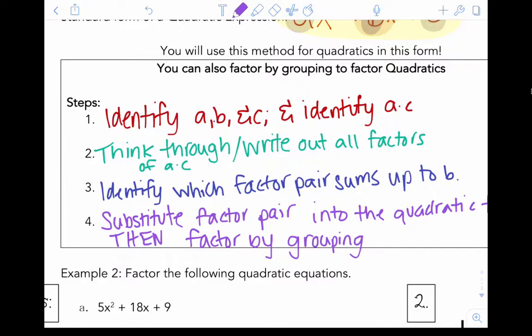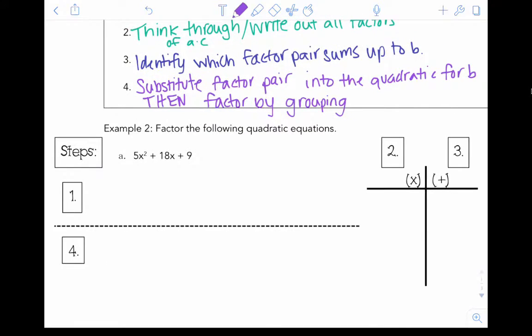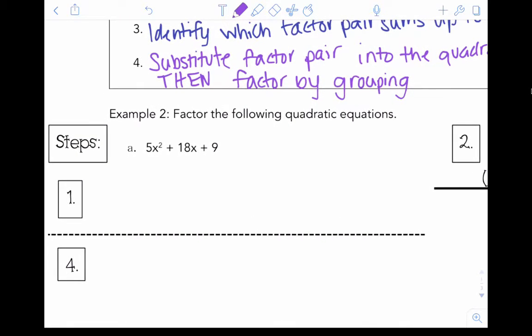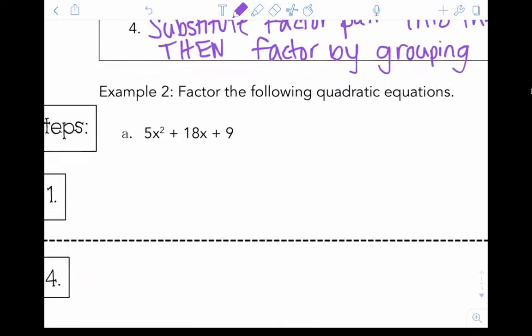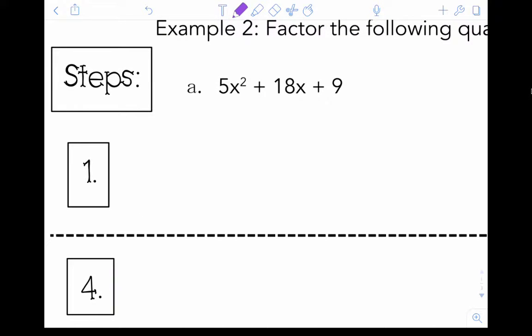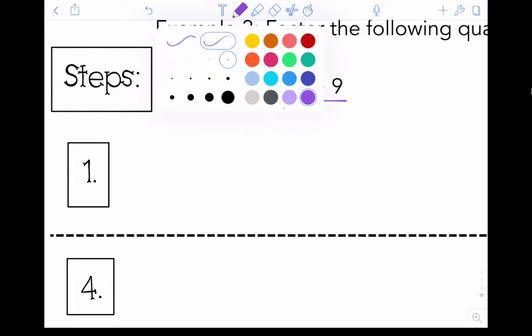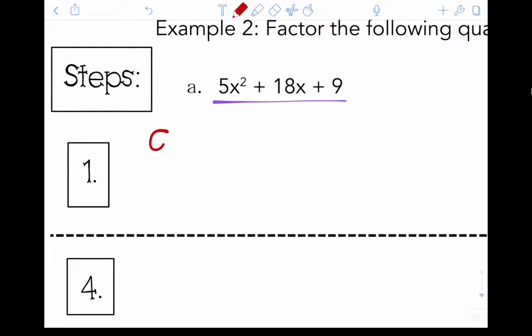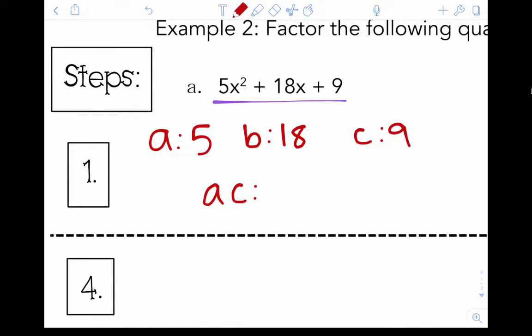So let's go ahead and do an example. So our example, and we're going to follow these 4 steps as we're doing this. Our first step is identify A, B, and C for this quadratic. So my A is 5, my B is 18, and my C is 9. So that makes my AC 5 times 9, which is 45.